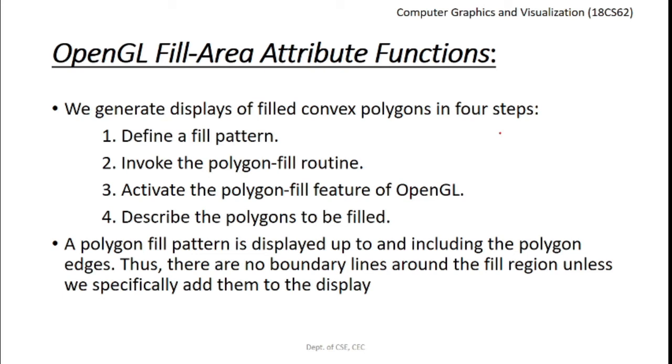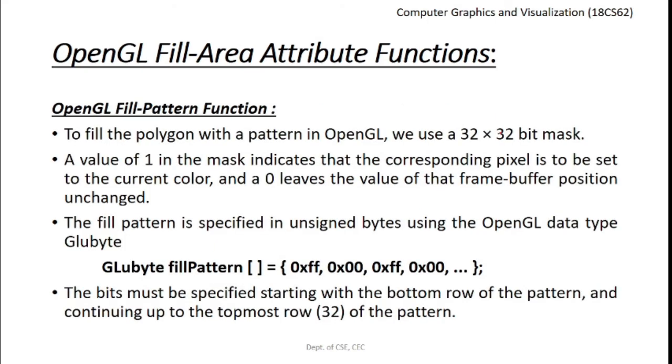Okay. Now let us look at each of these steps in detail. What are the OpenGL functions we have? First function is to define an OpenGL fill pattern. To fill the polygon with a pattern in OpenGL, we use a 32 by 32 bit mask, which is a 32 by 32 bit array. Okay. The value of 1 in the mask indicates that the corresponding pixel is set to the current color, and the 0 value indicates that the frame buffer position should be unchanged.